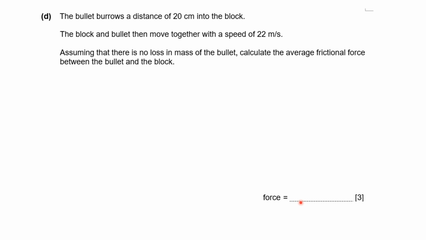Next, the bullet borrows a distance of 20 centimeters, which then together move at 22 meters per second. So calculate the average frictional force. So this is a longer question with more steps. So we first start off by calculating the total kinetic energy in the system. And that is done by taking the total mass and the new velocity and putting it into our equation half mv squared to get our final energy in the kinetic store after the collision.